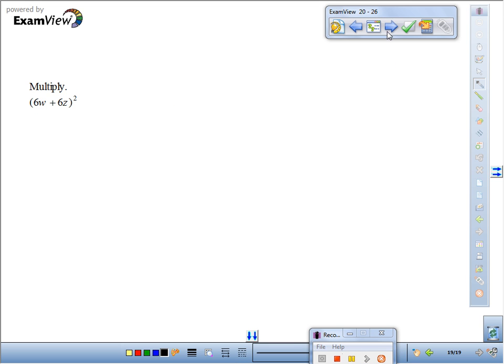Number 20. Multiply. Here we look up. This is one that some of you make the common mistake all the time. Here it goes. We need to rewrite this. This becomes 6w plus 6z. And we multiply that times itself. 6w plus 6z.